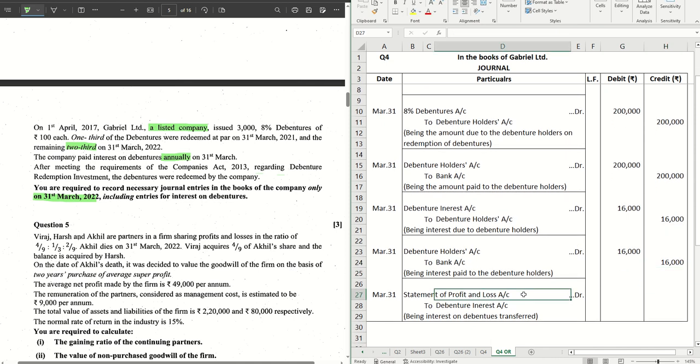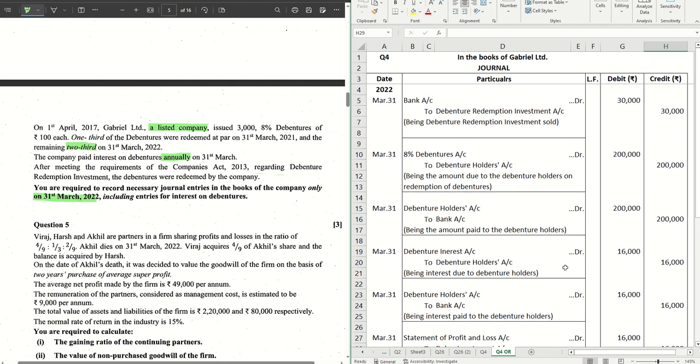And the final entry, again, don't miss this out. There's a high chance you might miss this out, which is transferring the debenture interest to statement of profit and loss. So statement of profit and loss account debit to debenture interest account. All right. So these are the entries which are required to score 3 marks out of this question.